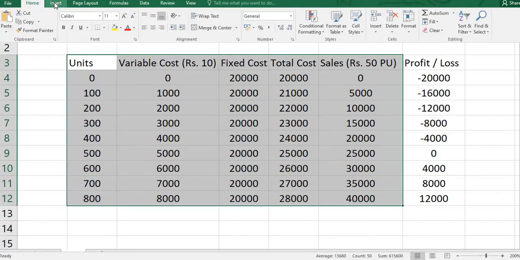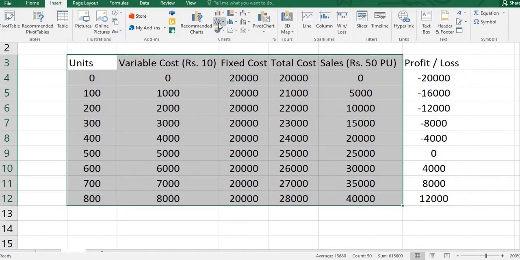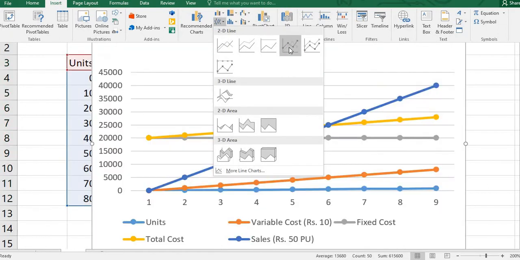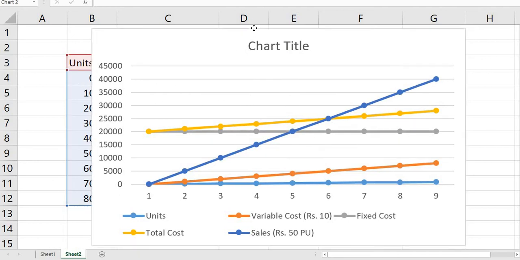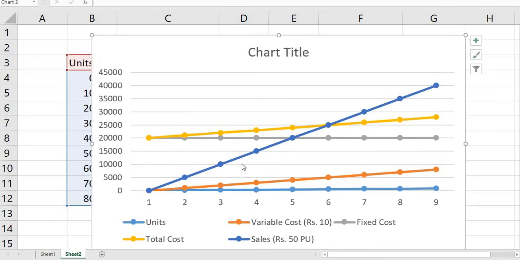So let us use the Insert option here. I go to the charts. Let me select this particular option here. Now we will get a chart like this, and this is the break-even chart. I have copied and pasted this chart into a Word file for your better clarity.